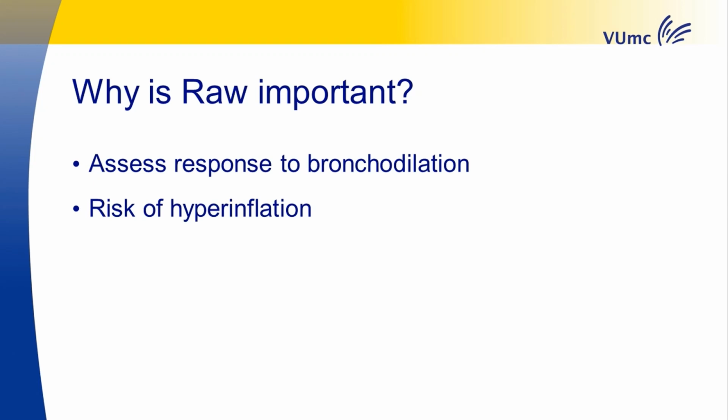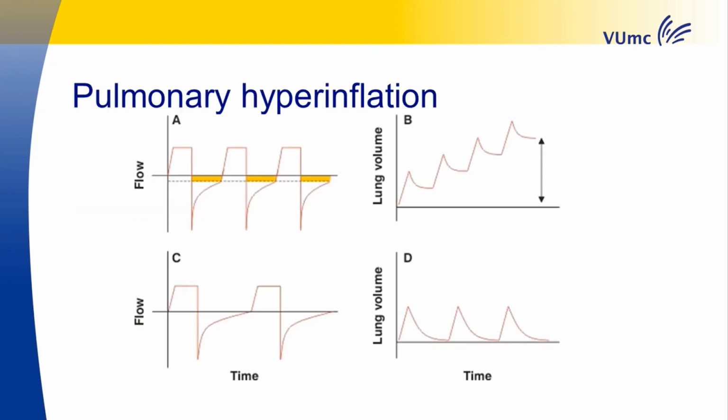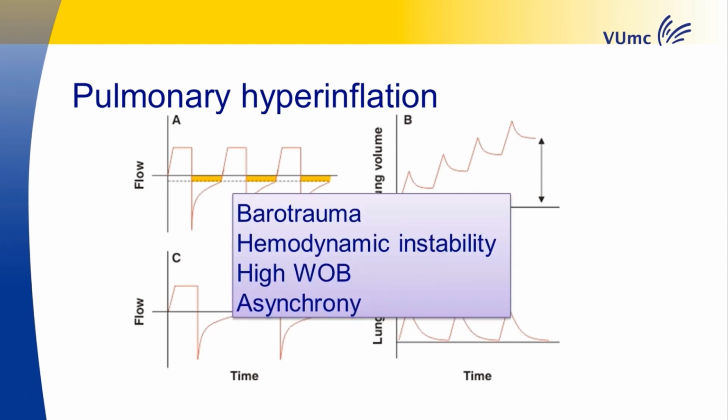The other thing is looking at the risks for hyperinflation, and I think this is going to be an important part of the presentation. In patients with COPD or asthma, hyperinflation may develop, which means that end expiratory lung volume increases and increases. This is a little bit exaggerated, but this is what happens: after each breath, a little bit of the tidal volume remains within the lung. It's no surprise that this is associated with barotrauma, hemodynamic instability, high work of breathing, and asynchronies.